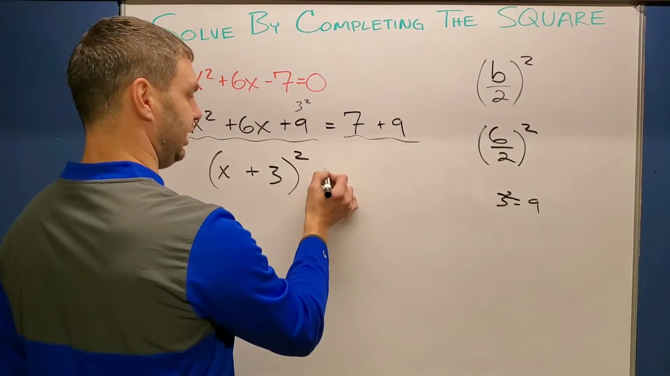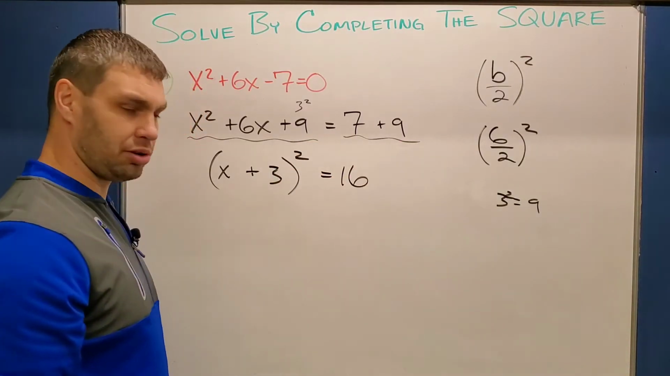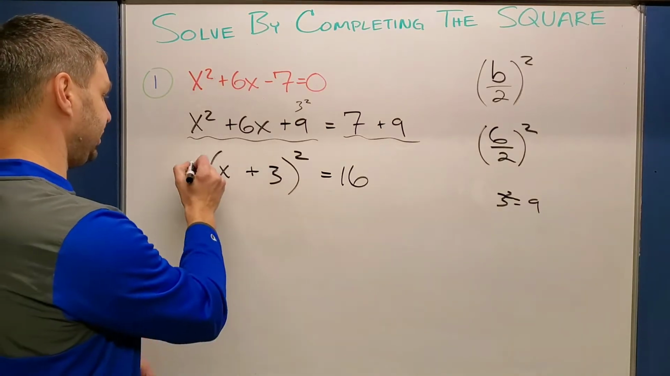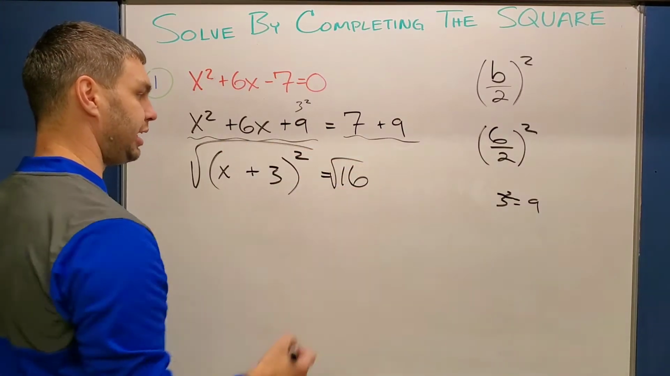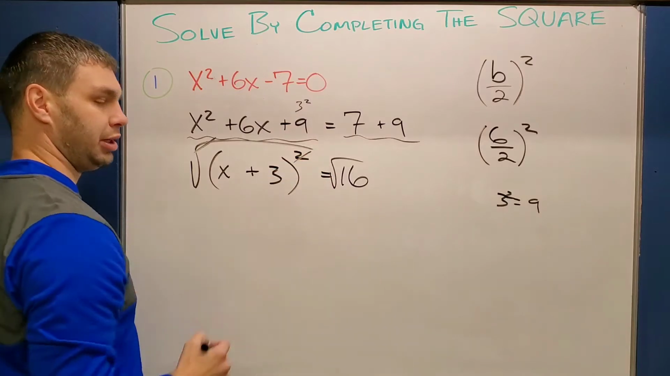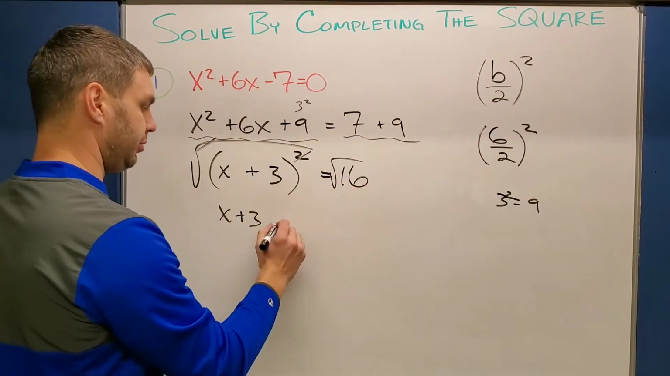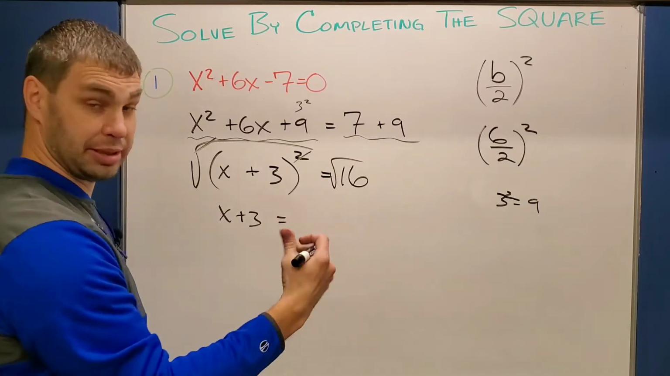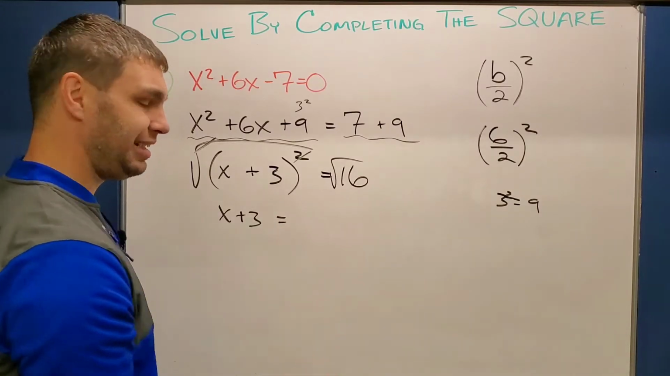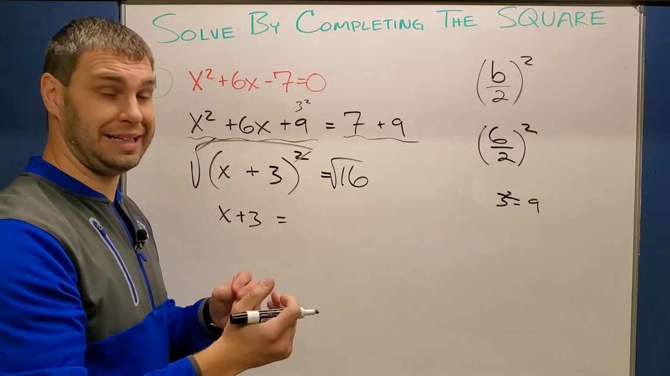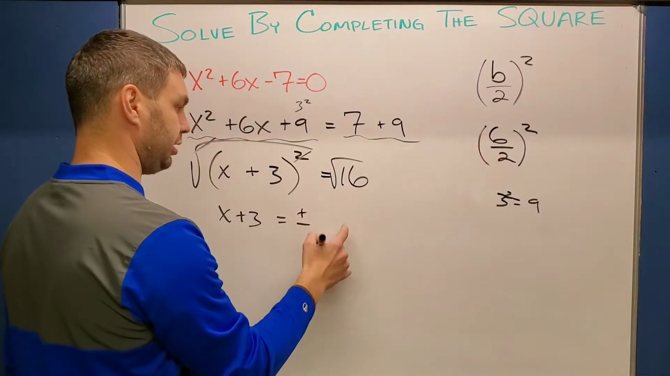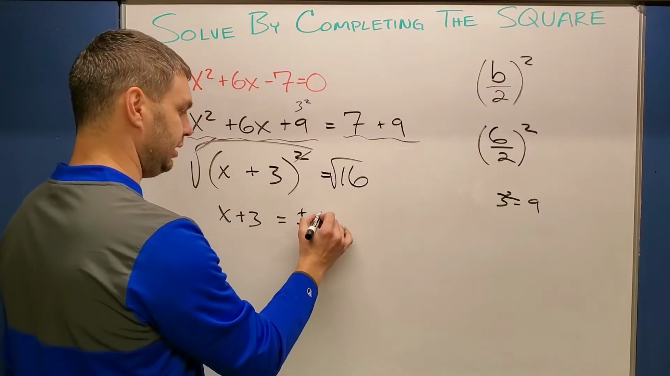Let's add together the other side. That equals 16. And the whole reason that this works is because now I can take the square root of both sides. The square root and the square are going to cancel on the left side, leaving me with just x plus 3. On the right side, if I take the square root of 16, it's not just 4, it's actually plus or minus 4. Remember that? Take the square root of something, you have a plus or minus. So plus or minus 4.